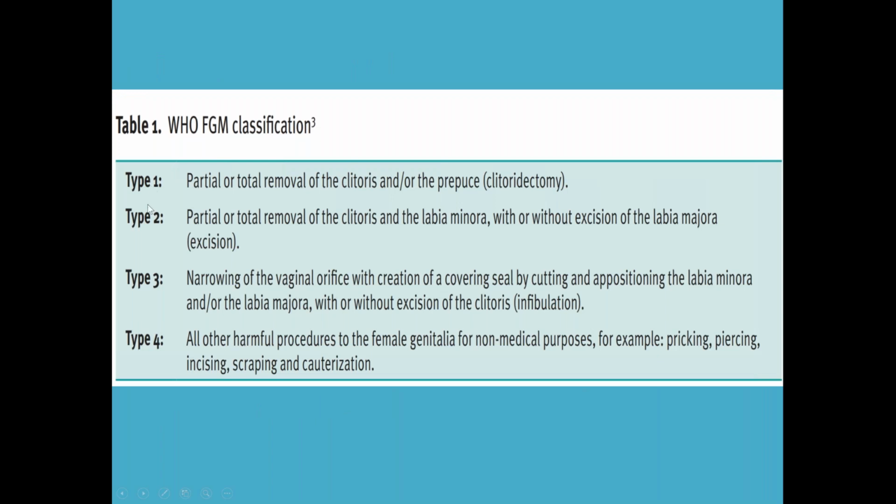So what are the types of female genital mutilation? WHO classifies female genital mutilation into four types. This is clinically very important. Type 1 is the partial or total removal of the clitoris or the prepuce, called clitoridectomy. Type 2 is the partial or total removal of the clitoris and the labia minora, with or without excision of the labia majora.